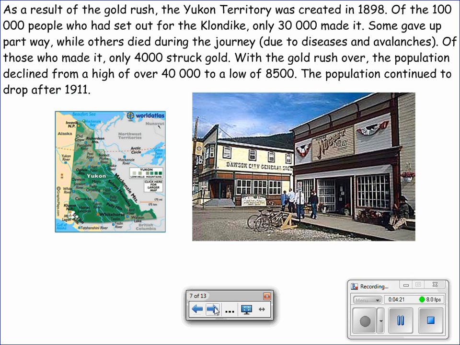As a result of the gold rush, the Yukon Territory was created in 1898. Of the 100,000 people who had set out for the Klondike, only 30,000 made it. Some gave up partway, while others died during the journey due to diseases and avalanches. Of those who made it, only 4,000 struck gold. With the gold rush over, the population declined from a high of over 40,000 to a low of 8,500. The population continued to drop after 1911.